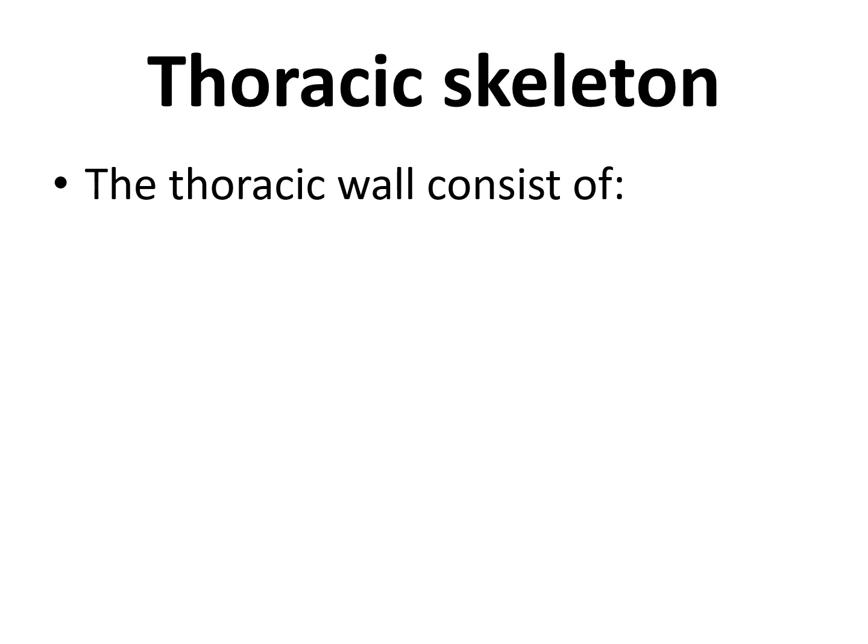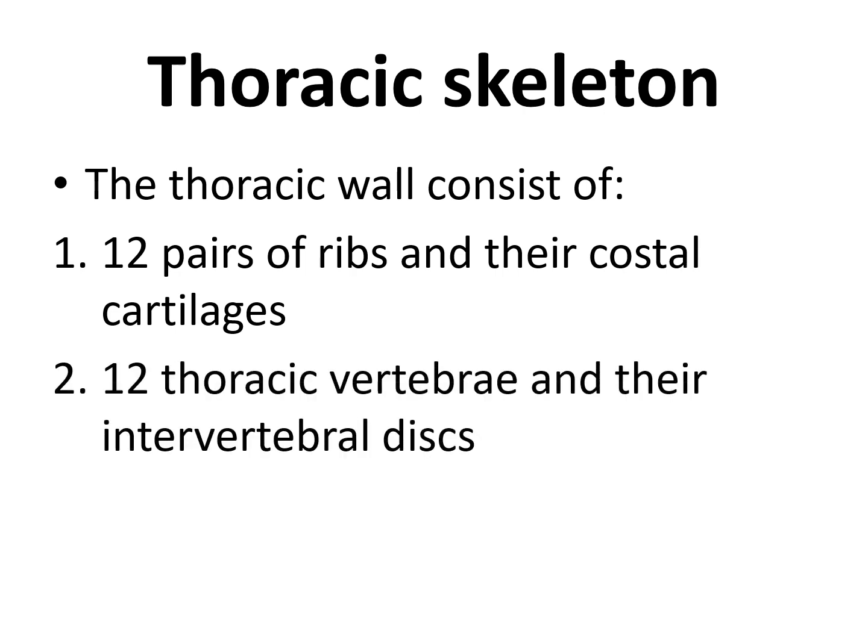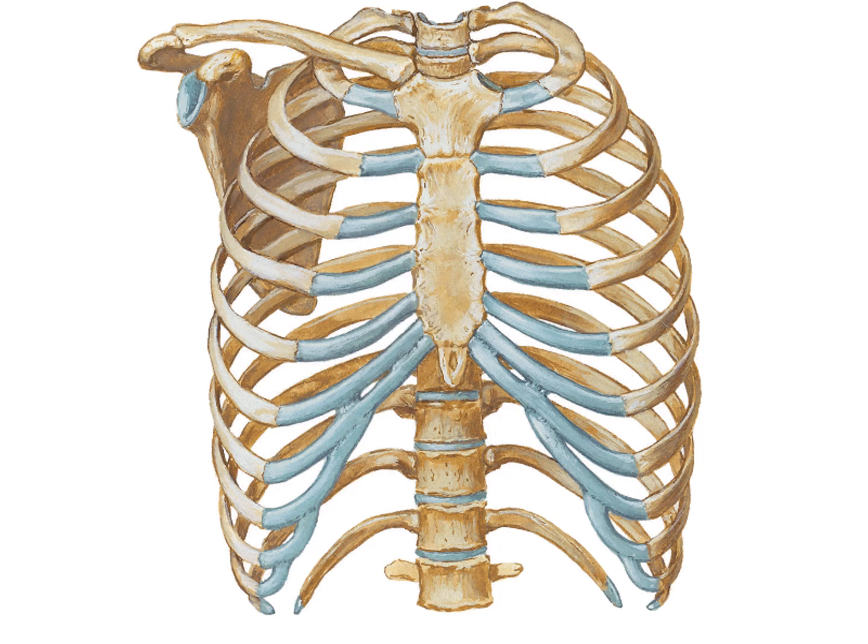The thoracic skeleton consists of 12 pairs of ribs and their costal cartilages, the thoracic vertebrae and their intervertebral discs, and the sternum. So these are the components of the thoracic wall. Let us see them in this picture.